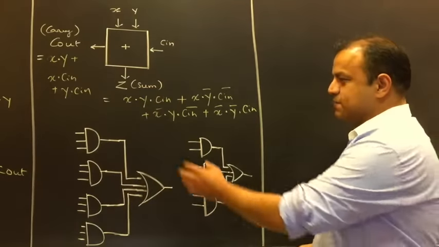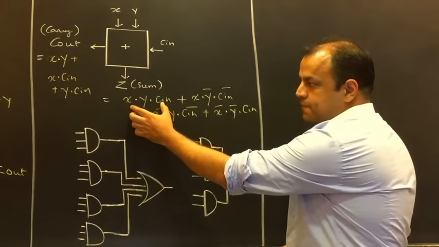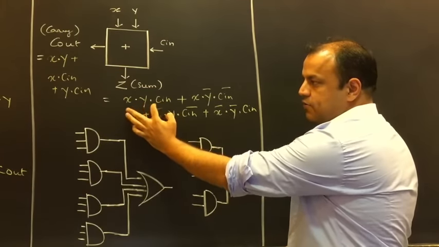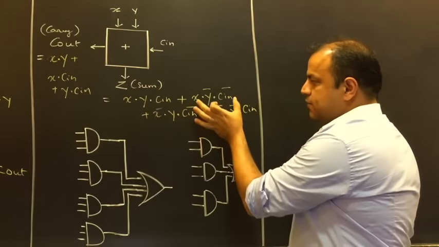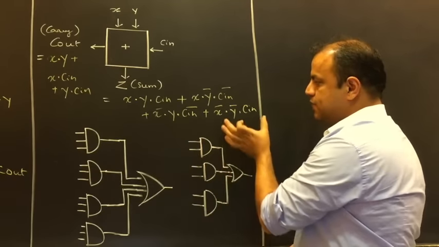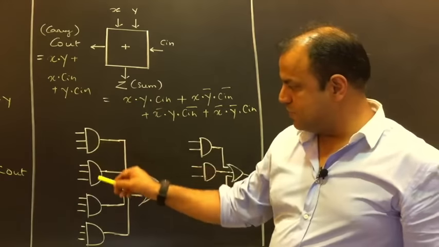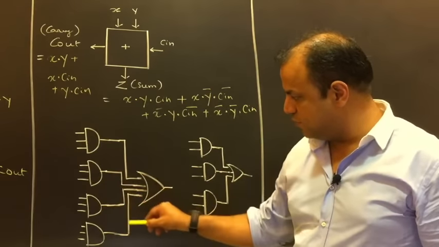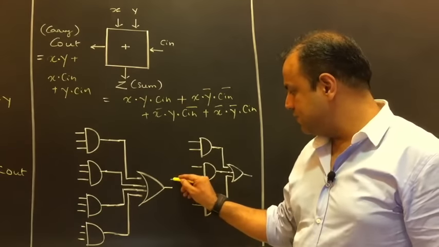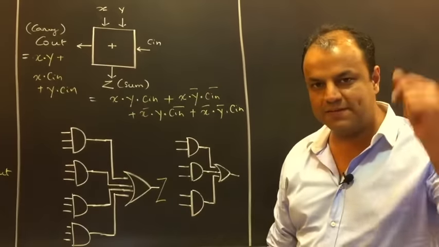First, the circuit for sum. What gate is this? AND gate. How many inputs are there in the gate? 3. So 3 input AND gate, 3 input AND gate, 3 input AND gate, 3 input AND gate, and all of them combined using an OR gate. This is the circuit for sum. Please tell me, are you clear?